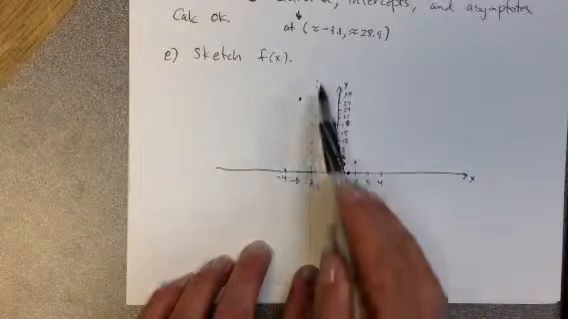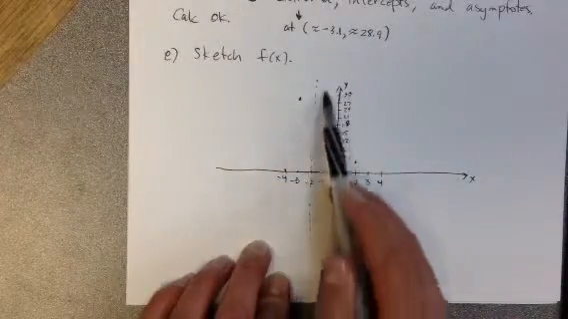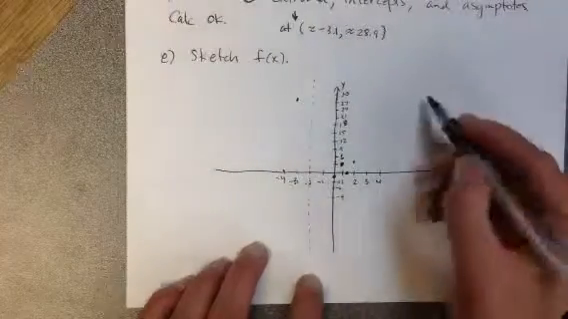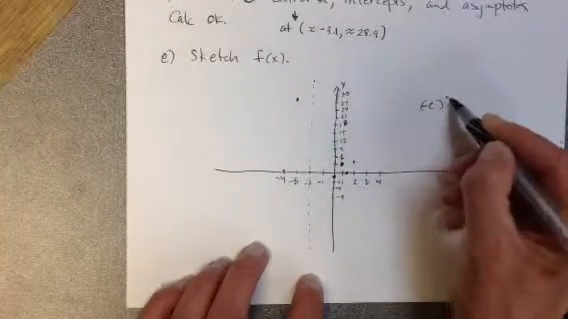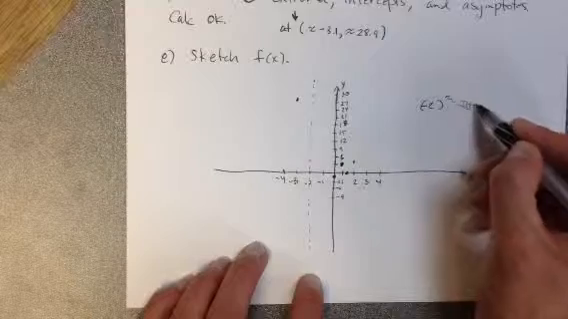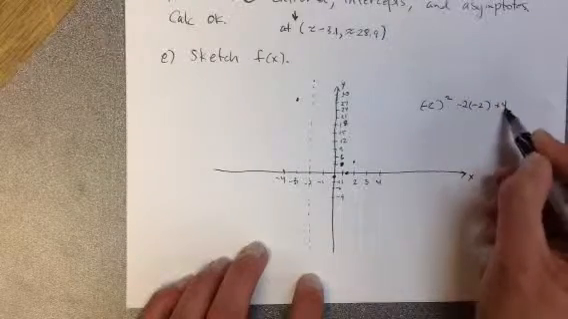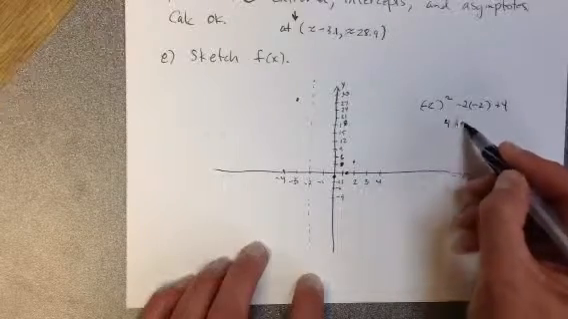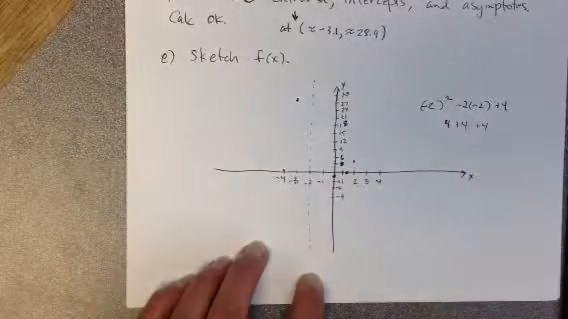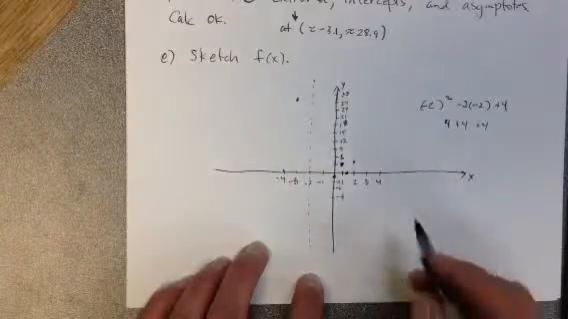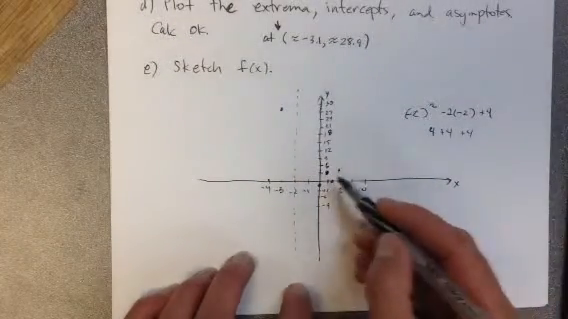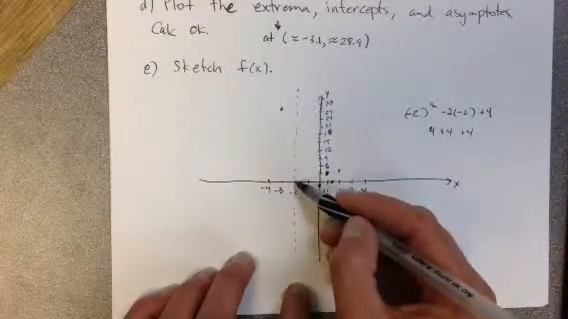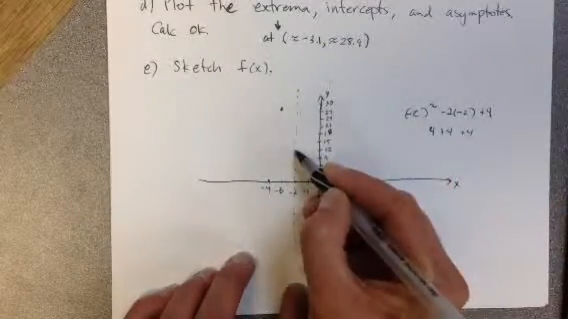And then I'm going to also find out where it crosses the vertical asymptote. So it's going to cross the vertical asymptote where x is -2. So we have (-2) squared minus 2 times (-2) plus 4. So here we have 4 plus 4 plus 4, or 12. So I know that my end behavior asymptote crosses the vertical asymptote at the point (-2, 12).